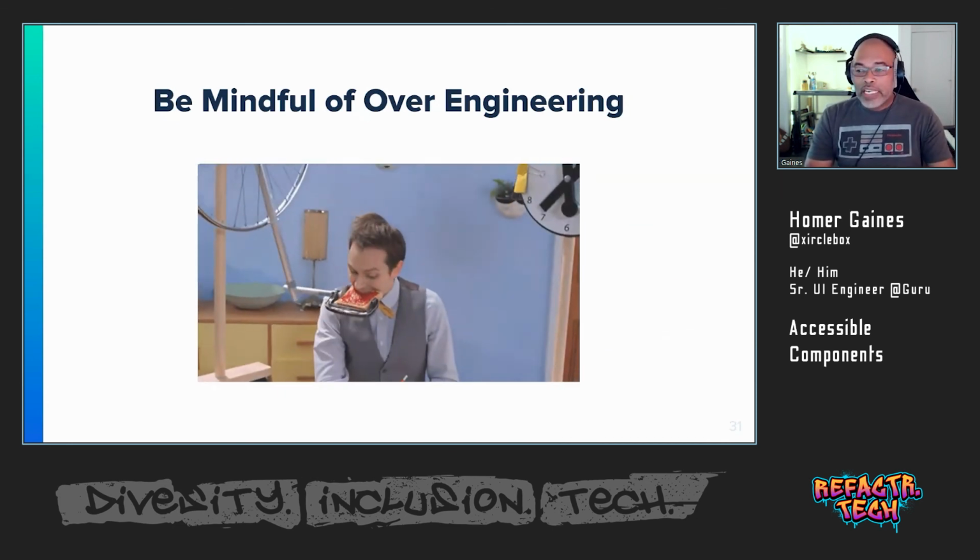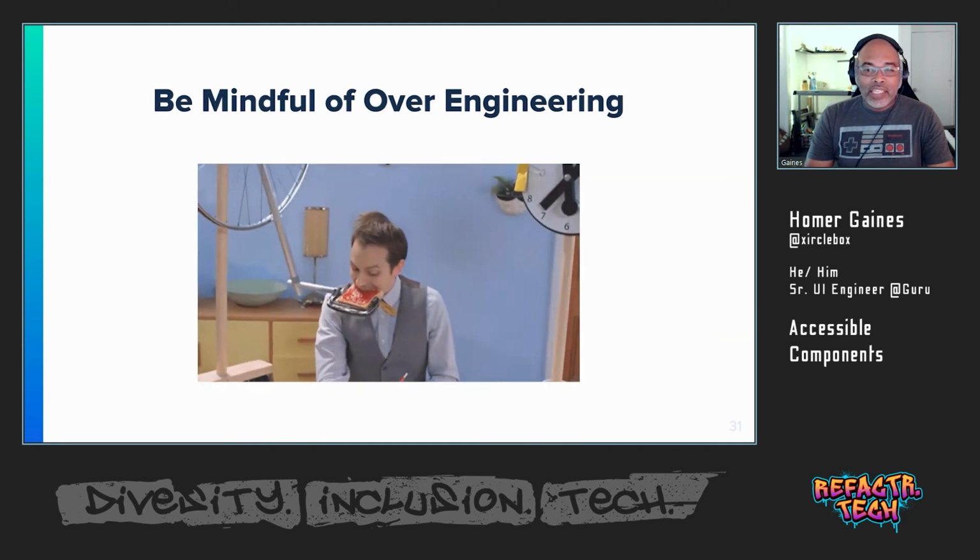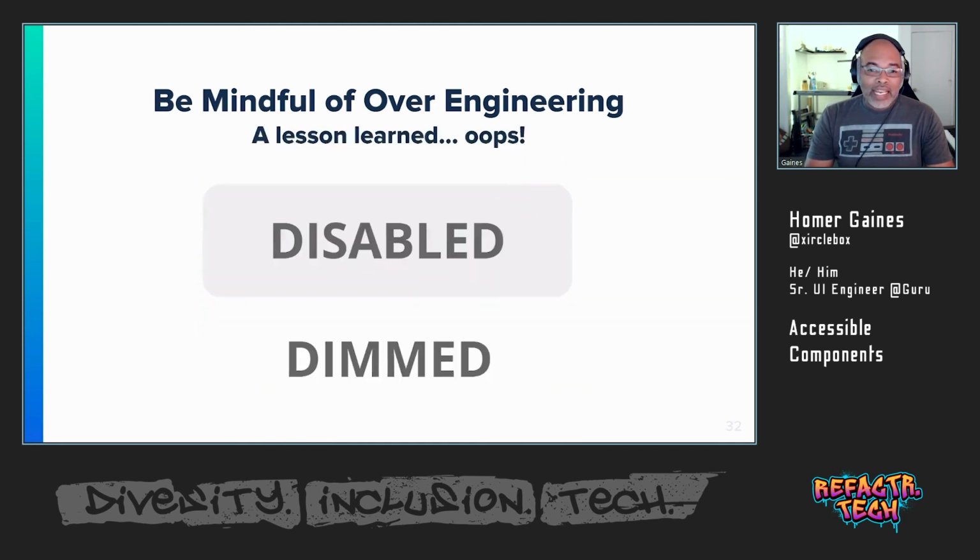Be careful not to over engineer. It's very easy to get inside your head and think that you're actually being helpful and end up over engineering things. I over engineered disabled buttons one time, and then come to find out I actually impacted our internationalization because the word disabled did not translate automatically when I forced it using an ARIA label to render as such.